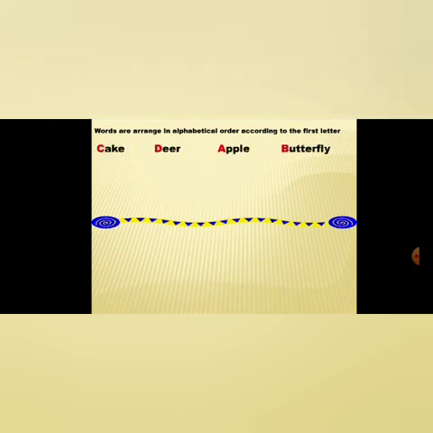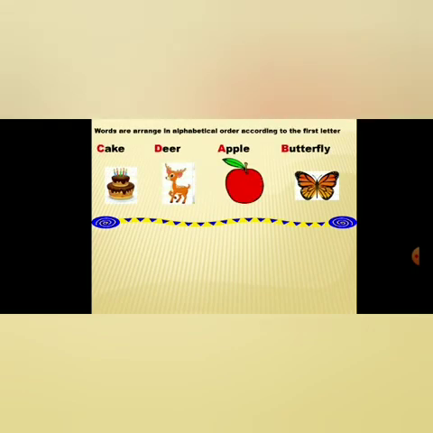Here I have 4 words: cake, deer, apple, butterfly. All the first letters I have marked with red. Among these 4 letters, which letter comes first in alphabetical order? A. So which word will come first? Apple. Then B, that is butterfly. Then C, that is cake. And then D, that is deer.